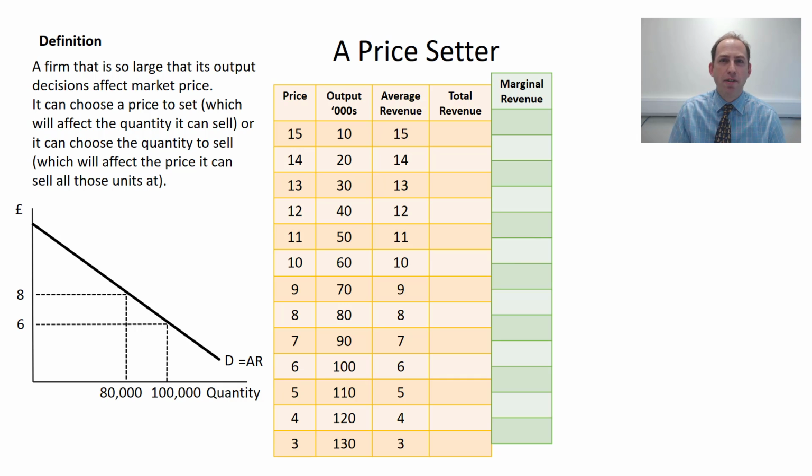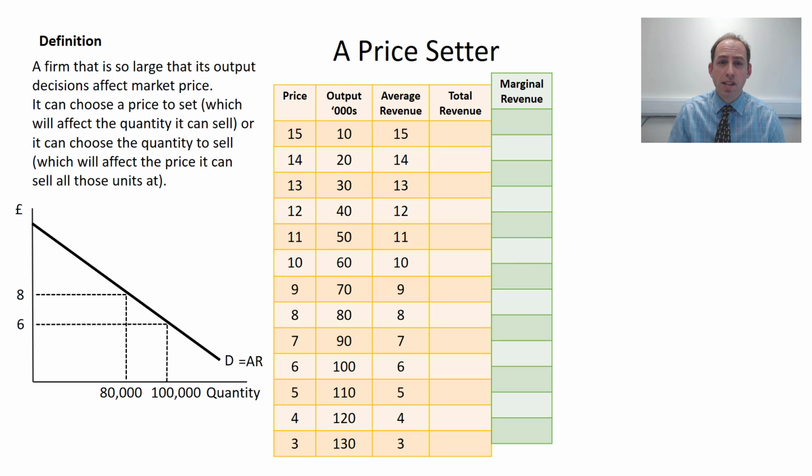Okay, so here we have a firm that's so large now that its output decisions affect the market price. And in fact, on my diagram below, you can see I've basically monopolized the market. I said we now have one firm that can produce everything we saw before. So at a price of £8, it's producing all 80,000 units.